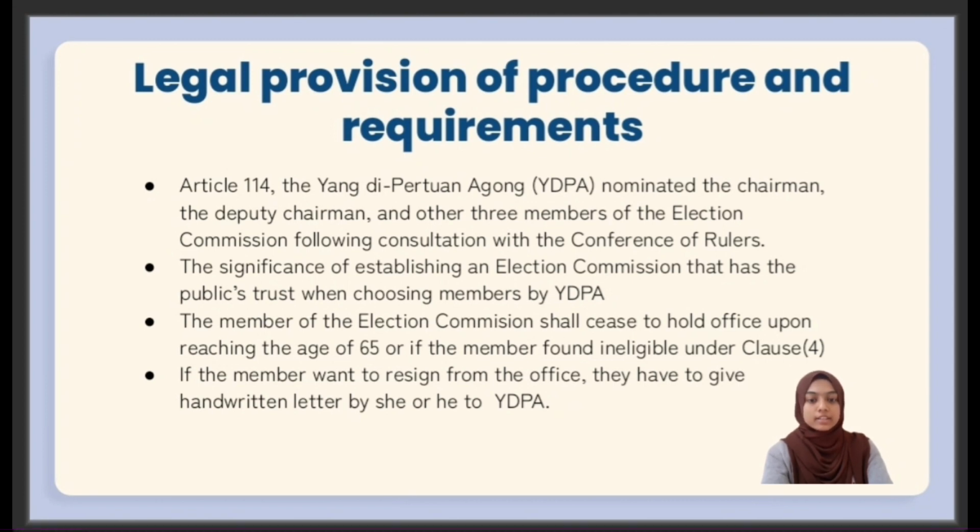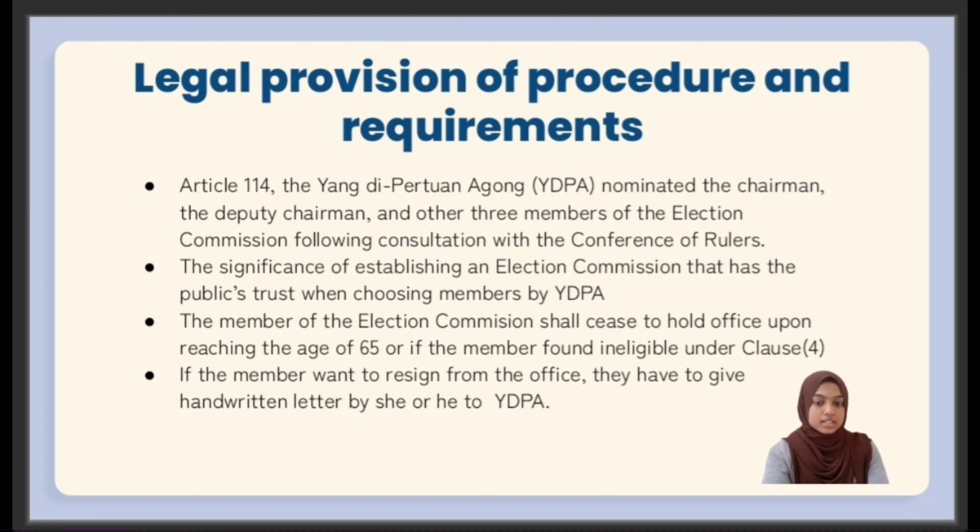Firstly, under Article 114, the YDPA nominates the chairman, the deputy chairman and the other 3 members of the Election Commission following consultation with the Conference of Rulers. Secondly is the significance of establishing an election commission that has the public trust when members are chosen by the YDPA.